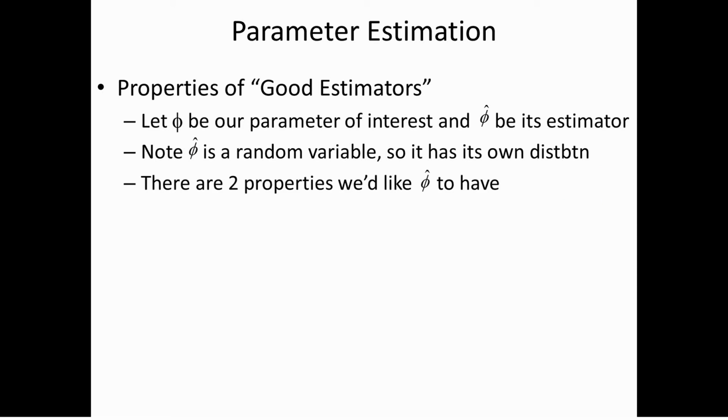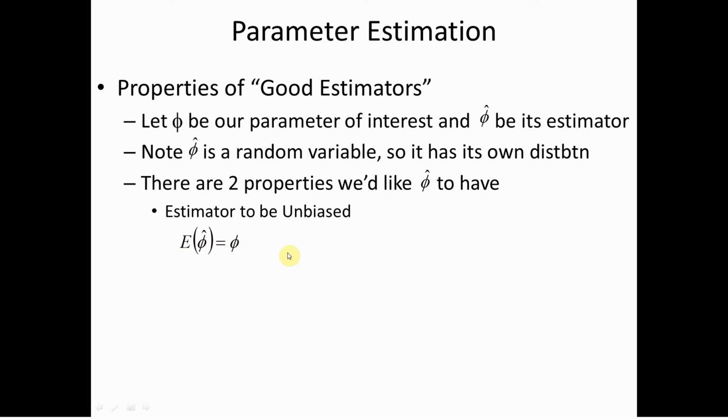Given that phi hat has its own distribution, there are two properties we'd like that distribution to have. The first is that we would like phi hat to be unbiased. Unbiased means that the expected value of the estimator is equal to the true value of the parameter. Sometimes we say we want phi hat to be an unbiased estimator for phi, meaning that the expected value of phi hat is equal to phi.